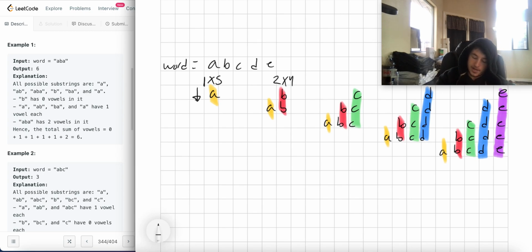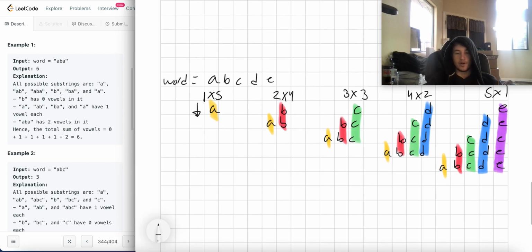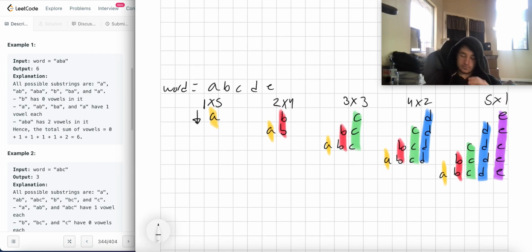C is a 3 by 3. D is a 4 by 2. And E is a 5 by 1. So what I mean by that is that D is in 4 times 2 substrings. And you can see that just based on the way that I drew the system of substrings.